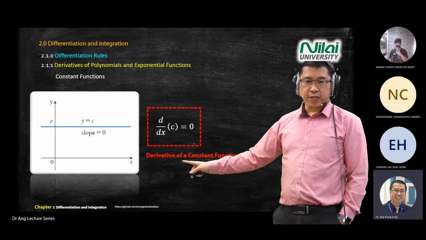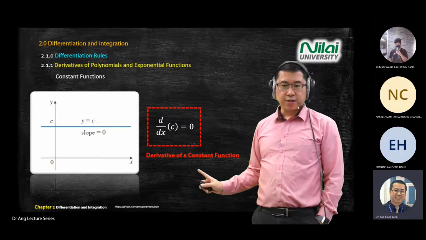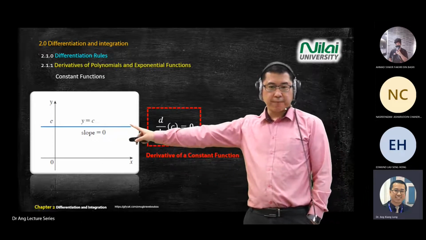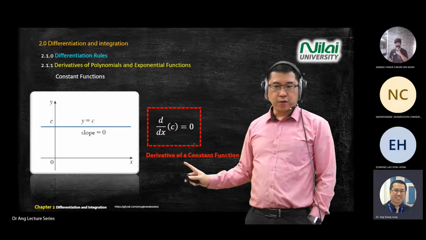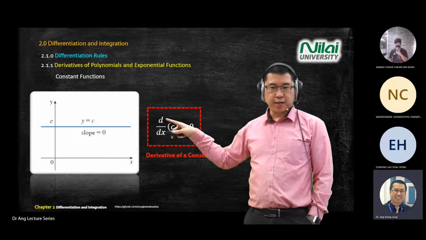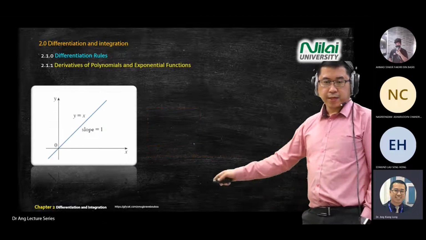This is called the derivative of a constant function. A constant function means your y equal to one number, y equal to 4, y equal to 100, and so on. So if you differentiate a constant value, you get 0. The next one.